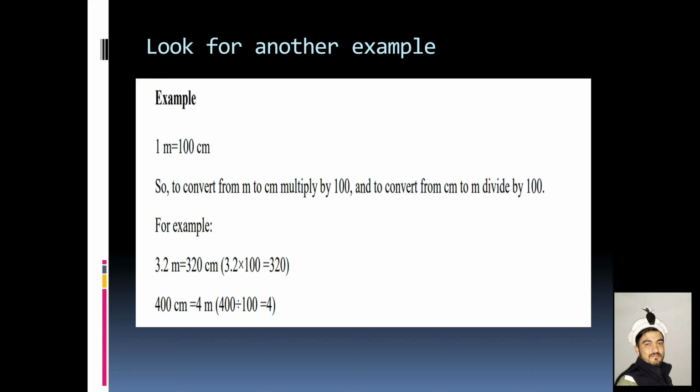And look at another example here. We have a value here of 1 meter, and we know that it is equal to 100 centimeter. So to convert from meter to centimeter, multiply by 100, and to convert from centimeter to meter, divide by 100. For example, 3.2 meter is equal to 320 centimeter. How? 3.2 multiplied by 100 is equal to 320. And from centimeter to meter, 400 centimeter is equal to 4 meter. How? We are just dividing this by 100, so 400 divided by 100 is equal to 4. You can also take a lot of examples from your textbook. Basically the KP textbook and Punjab textbook have put a lot of examples in the book related to this topic.